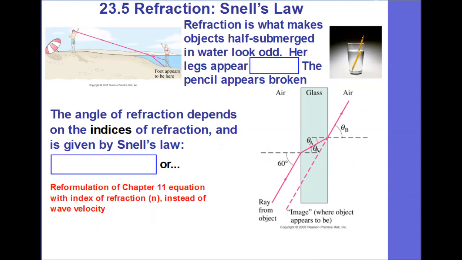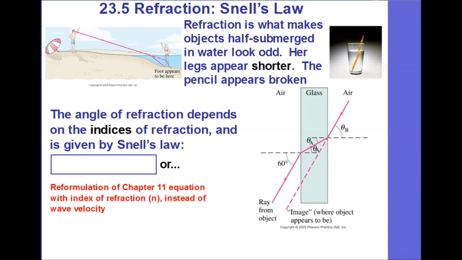Okay, so on this next slide, we look at how we might combine some ideas now of the index of refraction, sort of a new topic for us, and this idea of refraction. Refraction is what makes objects half submerged in water look odd. This woman's legs will appear shorter. The pencil appears to be broken here. Let's see if we can understand why that is.